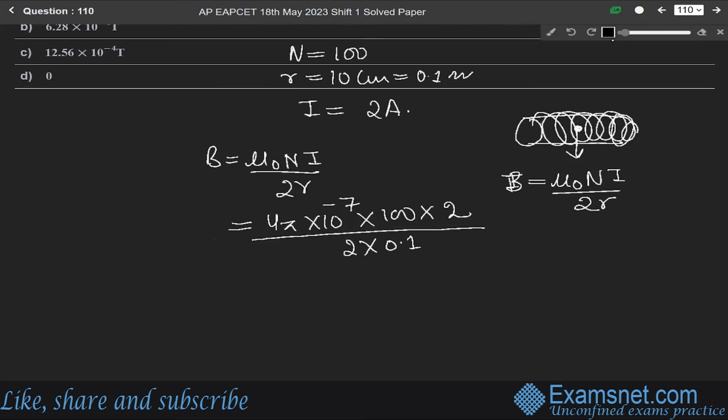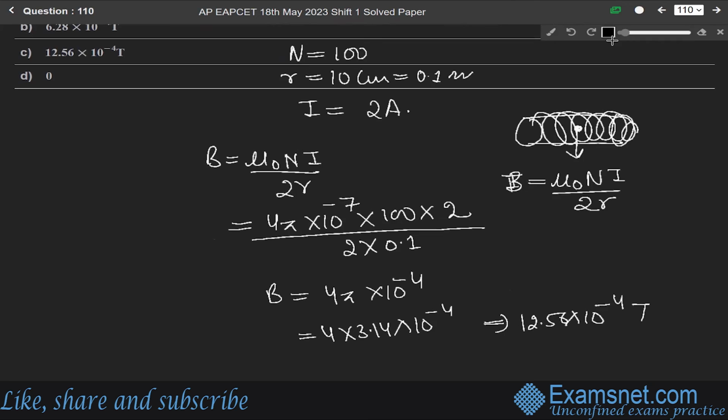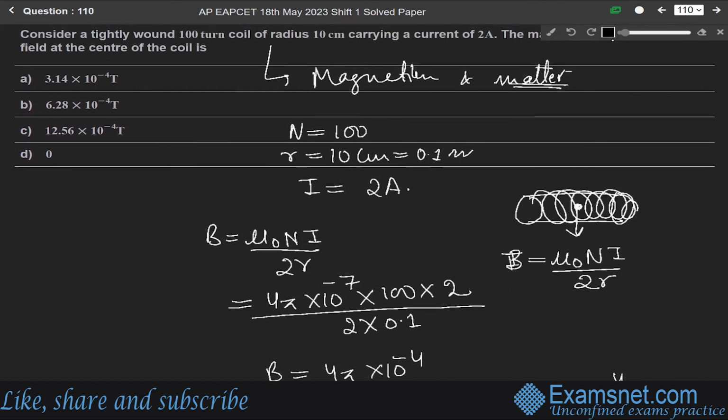So solving it, we get magnetic field is equal to 4 pi into 10 to the power minus 4. So it will be equal to 4 into 3.14 into 10 to the power minus 4, means it will be 12.56 into 10 to the power minus 4 Tesla. And this is our final answer. So among these four options, option C, that is 12.56 into 10 to the power minus 4 Tesla, is the correct answer.